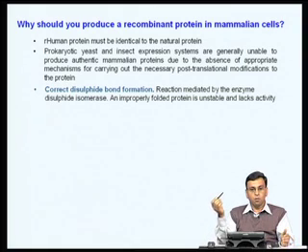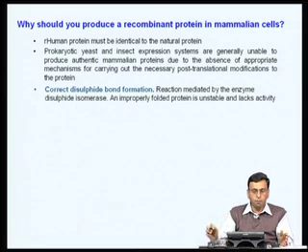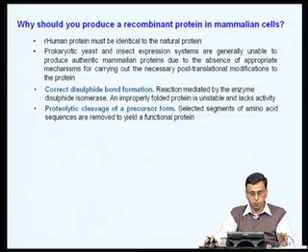So proper disulfide bond formation often happens only when you express these human proteins in a mammalian expression system rather than expressing in yeast or insect systems. So you have no other option but to go for a mammalian expression system for making your recombinant protein.